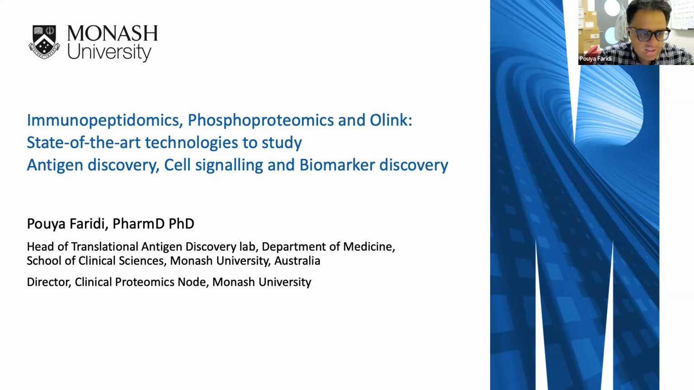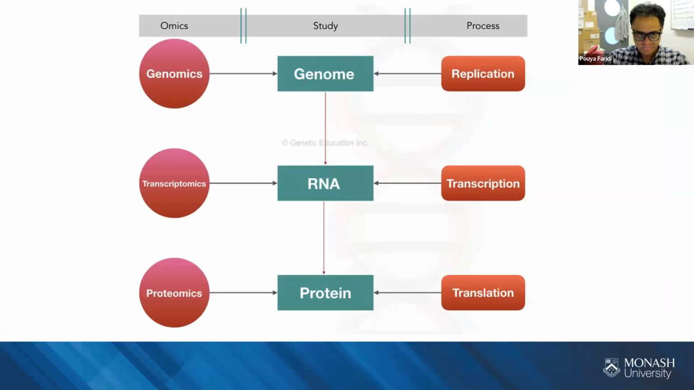So I'm Pouya. As you said, I have 2 roles. I'm head of Translational Antigen Discovery Lab at Monash University. Also at the same time, I'm a director of Clinical Proteomics Node. It's a new node which is part of the big umbrella of the proteomics facility at Monash University. It started last year. And clearly, what we do is proteomics.